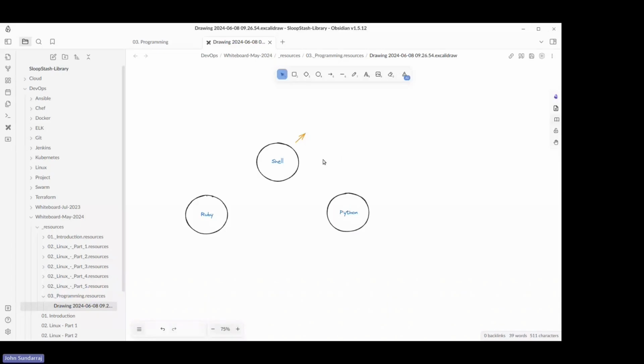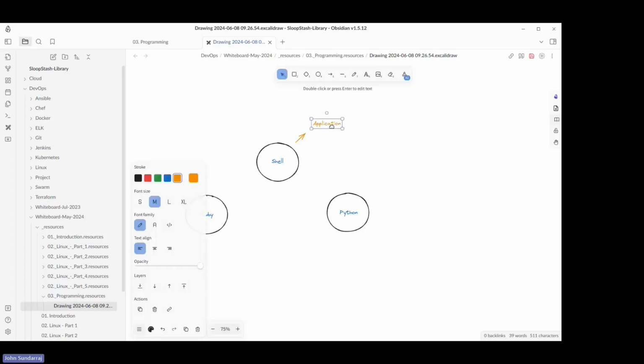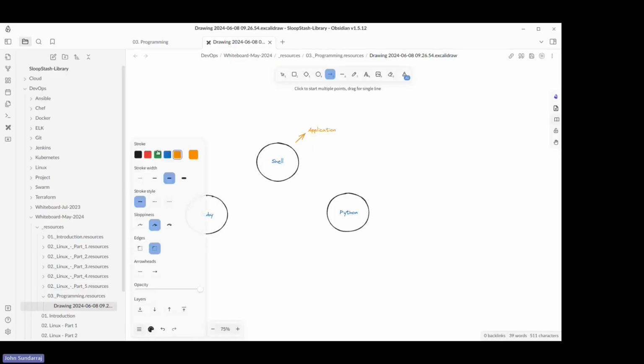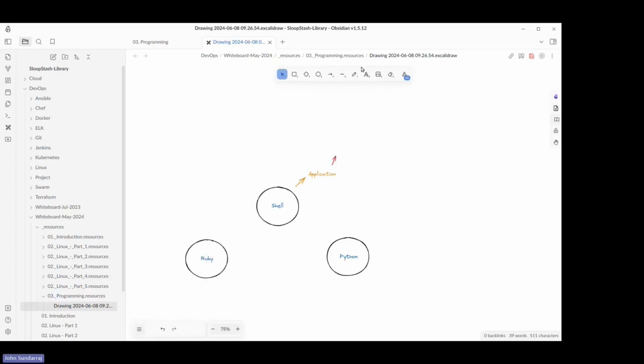So where is this shell being used? I'm going to say what's the application of it, the application of how this is being used. It is something which is used mostly in server automation. If you see here, this shell is generally something which is very predominantly used in server automation.